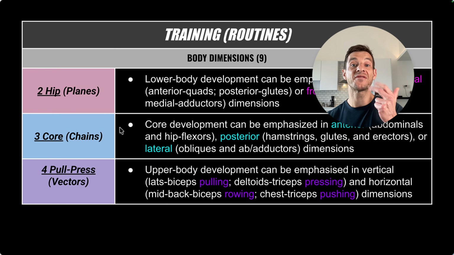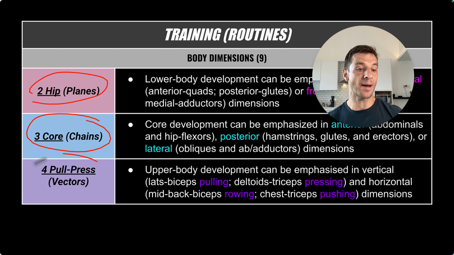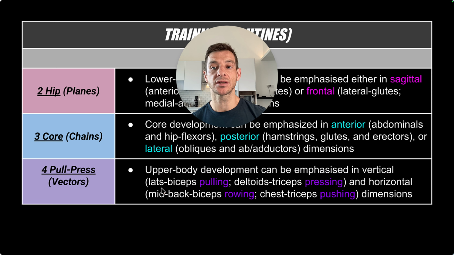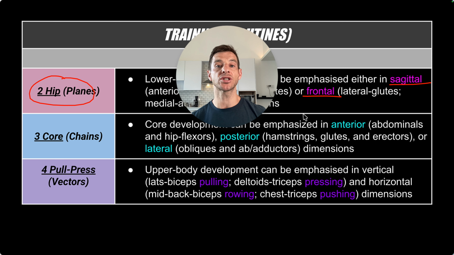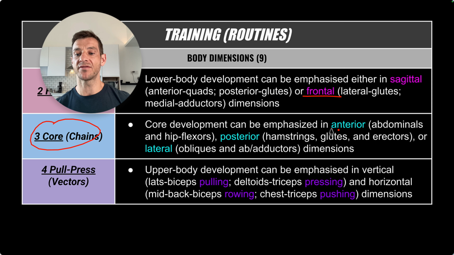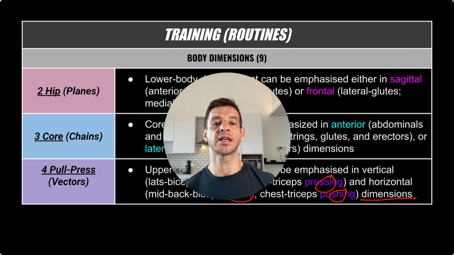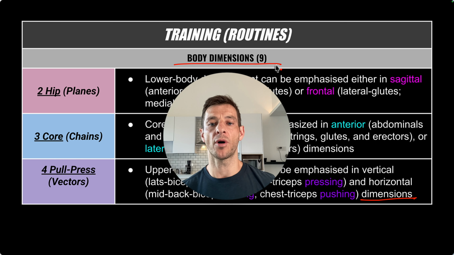So in summary, we have 3 body domains: the lower body, core, and upper body, as well as their respective dimensions. In the lower body, we have the sagittal and frontal dimension. In our core, we have the anterior, posterior, and lateral dimension. For the upper body, we have 2 pull and 2 press dimensions, giving us a total of 9 body dimensions.